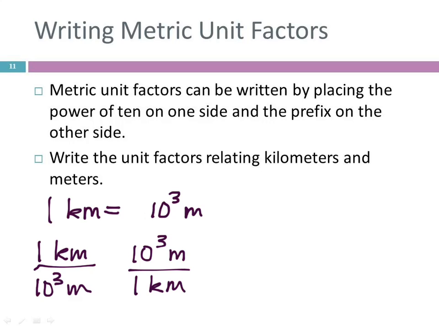Okay? Because if we think about this one right here, and think about canceling things out. Well, meter over meter is 1. 10 to the third is what kilo means, so those would cancel out, and I've just canceled out everything. It's a unit factor, it's equal to 1. Okay?